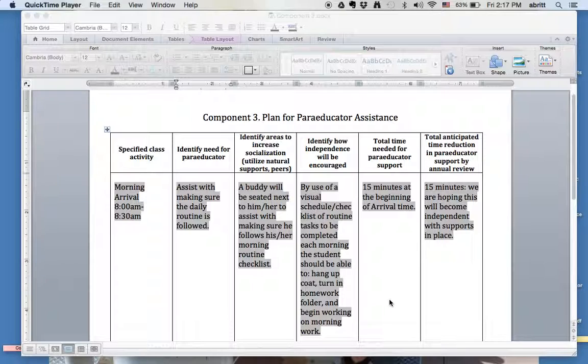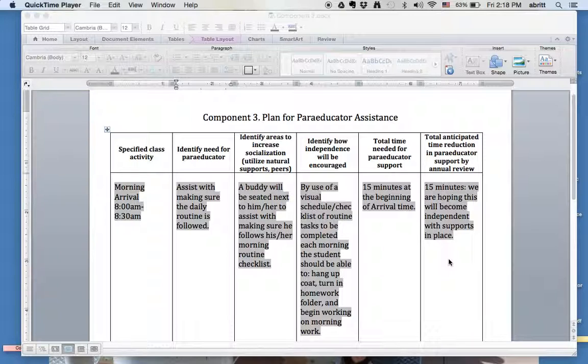Column 5 is where the total time needed for paraeducator support is documented. Example, morning work is for 30 minutes, but the paraeducator is only needed for the first 15 minutes to make sure the student does the checklist. Once the student has done all of the things on the checklist and begins working on their independent morning work, the para is not needed. Then you would write 15 minutes.